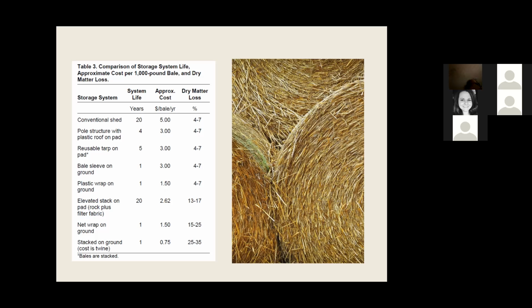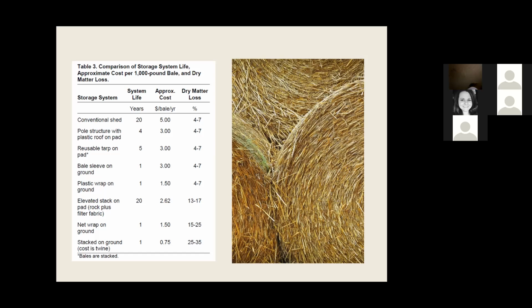However, you can see down the chart that a pole structure with a plastic roof, a reusable tarp, bale sleeve on the ground, and also plastic wrap on the ground also results in a dry matter loss of 4 to 7%. If you go down to the very bottom, you will see what we just talked about. That stacked on the ground hay that has no protection, no cover. It is just stored outside.